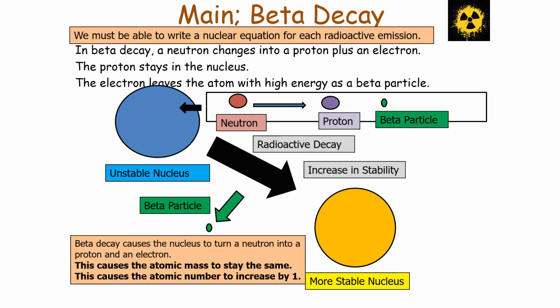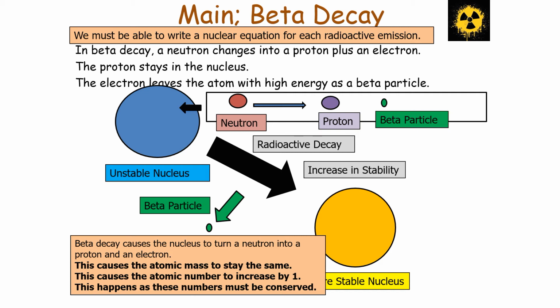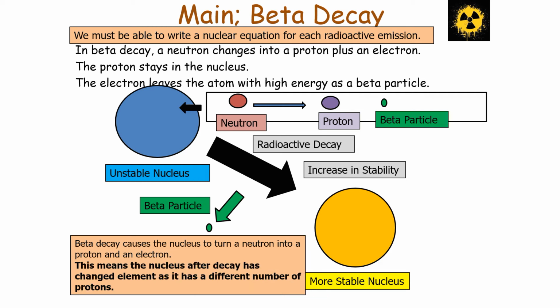So this will cause the atomic mass number, the number of protons and neutrons, to stay the same because a neutron is turning into a proton, but it causes the atomic number, the number of protons, to increase by 1. This has to happen as the numbers are conserved, so the beta particle must be 0 and minus 1. Because we've had an extra proton in our nucleus, after the decay has taken place we've changed element as there's a different number of protons. So this means that we've got a different element after beta decay.